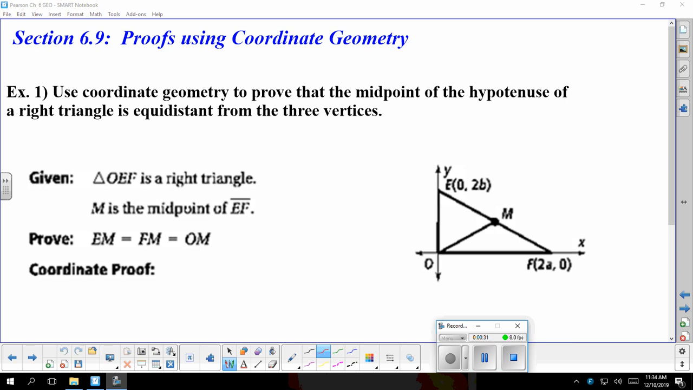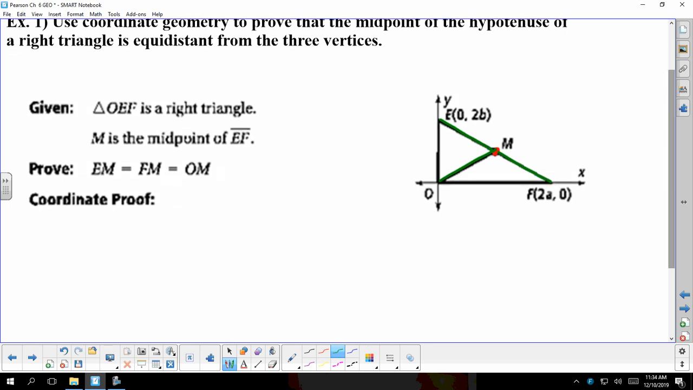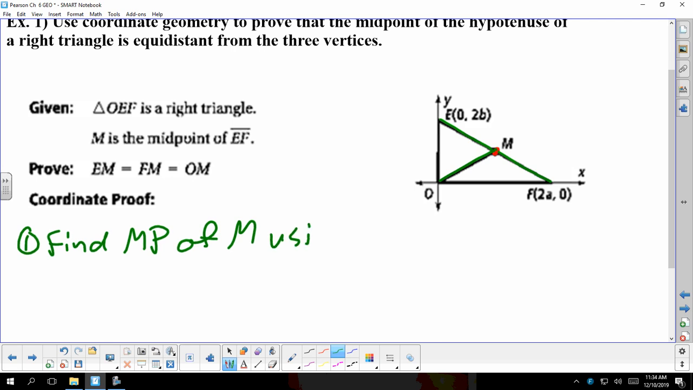So what I want to do is first find point M, the midpoint of the hypotenuse. And then I want to compare the distances using my distance formula of EM, OM, and FM. All right, so step one. Find the midpoint of M using the midpoint formula.